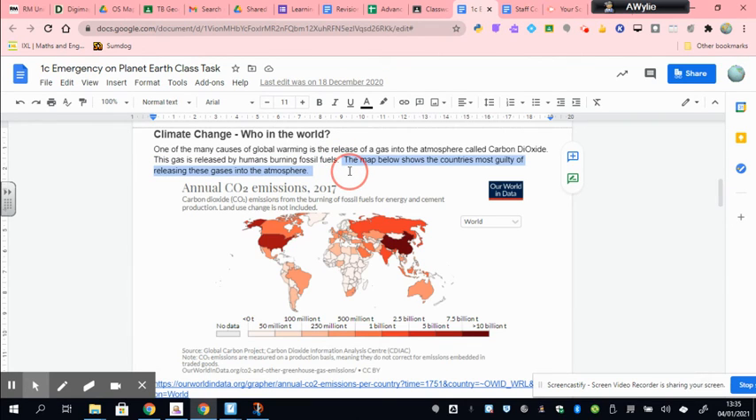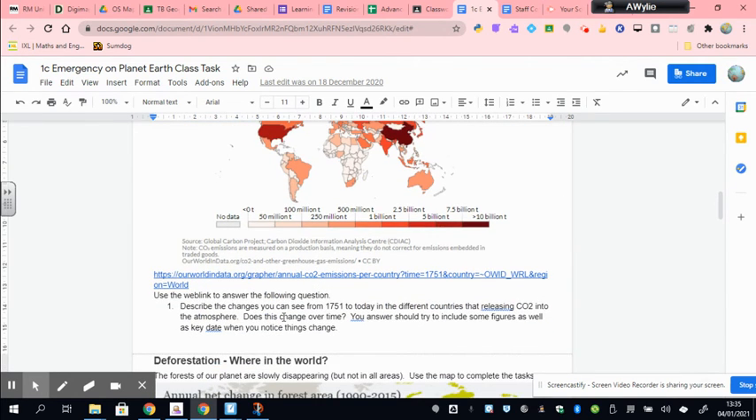The map below shows the countries most guilty of releasing these gases into the atmosphere. So here you can see a map of the world and the billions of tons of carbon dioxide released by different countries. Okay?